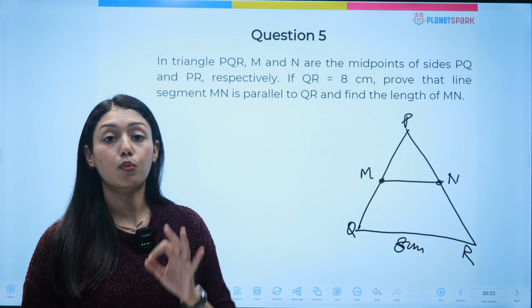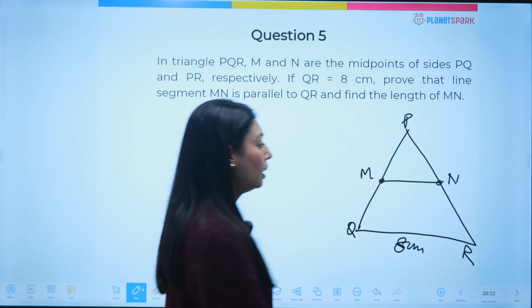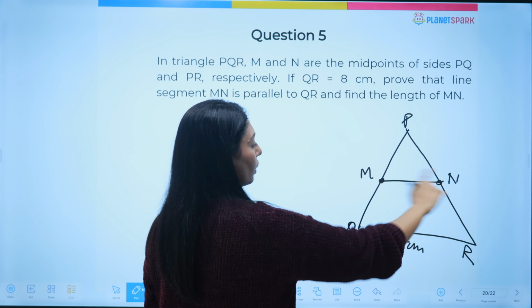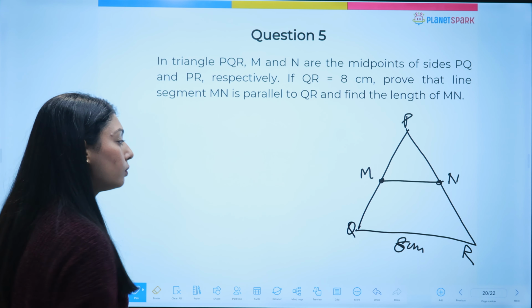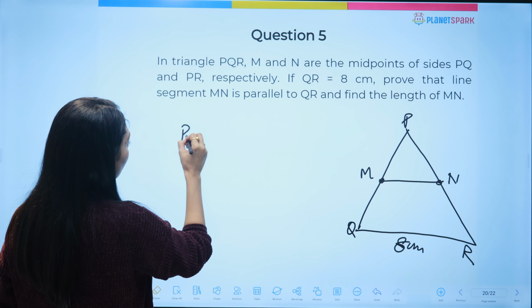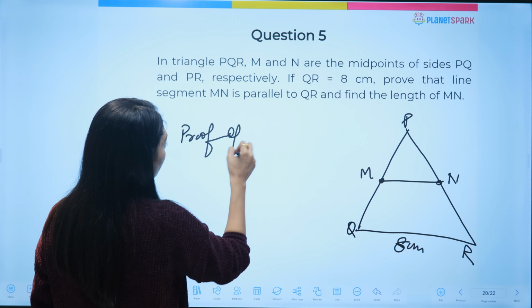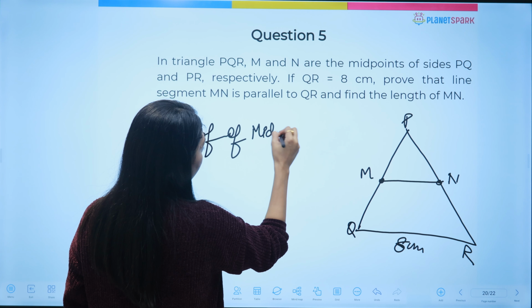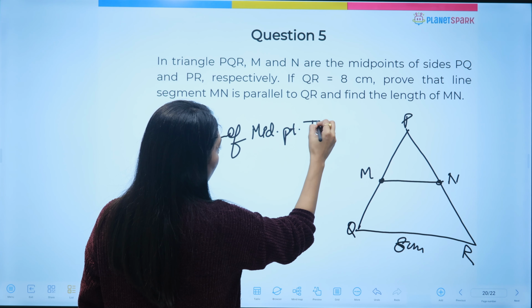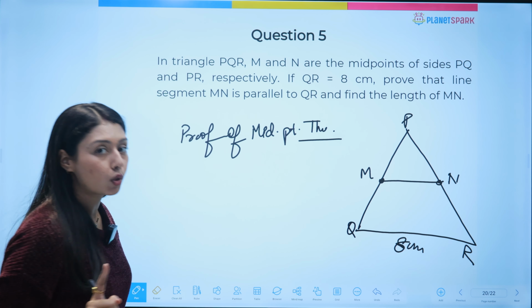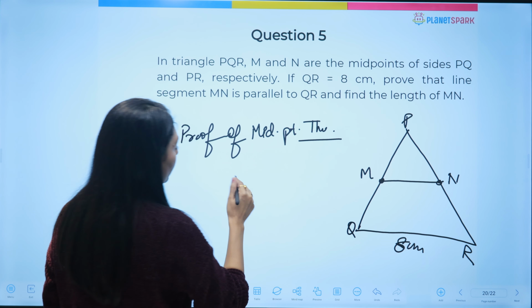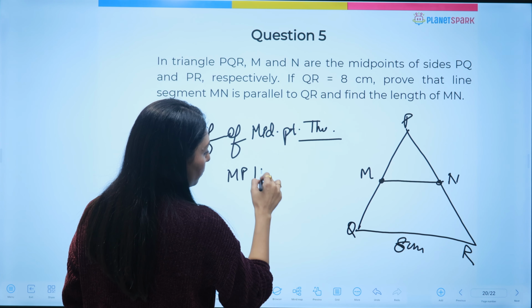Very easy. Same as the proof of the, yes, midpoint theorem. We will do the construction, it's a parallelogram, so we can prove they are parallel, right? So just the same as the proof of the midpoint theorem. Okay, so I'm not writing it again. You have to write it again, right? So by the midpoint theorem, we can say MN is parallel to QR.